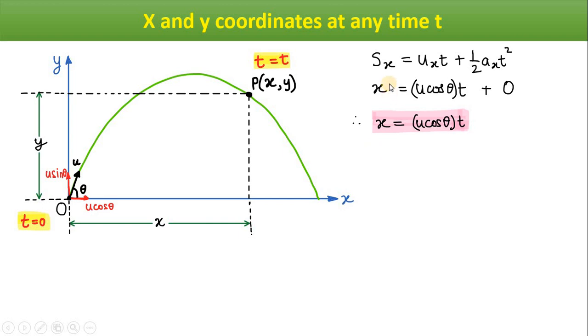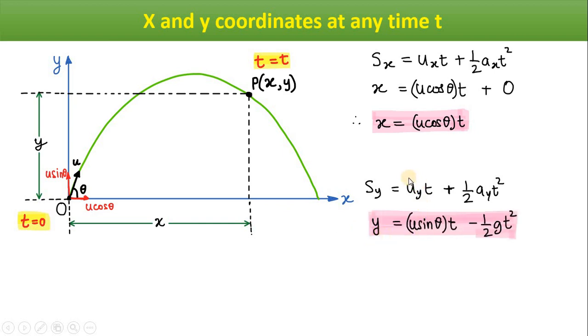Similarly, take the third equation of motion for y direction. Sy is equal to uyt plus half ayt square. Then what is the displacement along y direction? It is nothing but the y coordinate of that particle. Y coordinate is equal to, substitute the value, uy is u sin theta, here is uy, initial velocity along y direction, u sin theta, time taken t, and ay is minus g. Yes, we have seen in the previous slide, ay is minus g, minus half gt square.